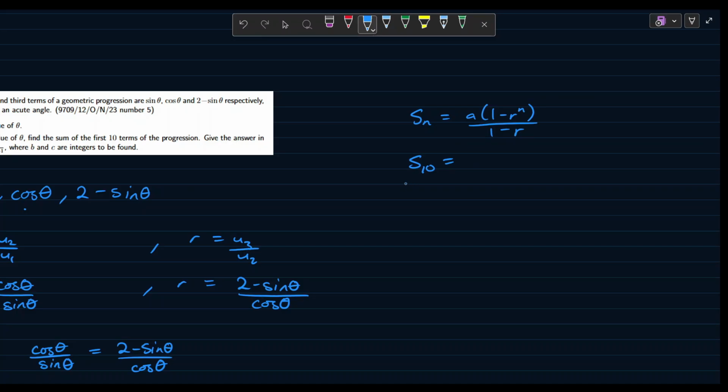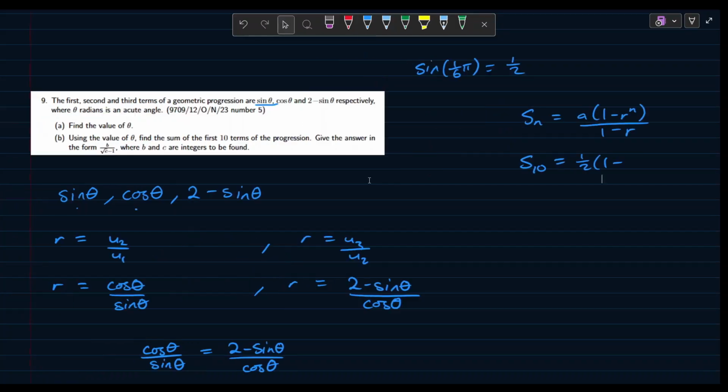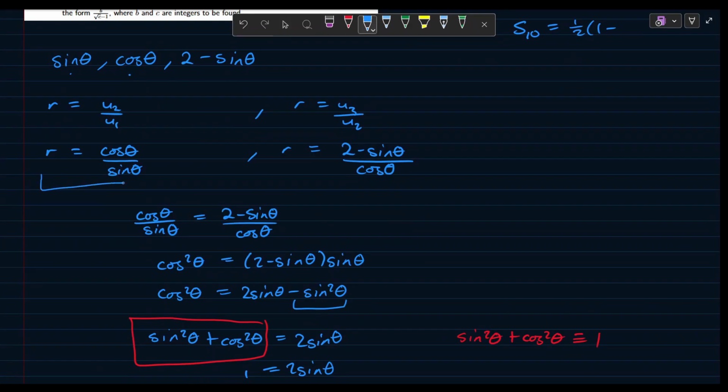So our first term, A, is sine theta. So that's going to be sine of 1 over 6 pi, because we evaluated theta to be 1 over 6 pi, and they say to use this value of theta. So sine 1 over 6 pi gives us 1 over 2. So this is 1 over 2 times (1 minus our common ratio). We can evaluate our common ratio using this expression here. We can also use this expression, it's just preference really. So R would be cos 1 over 6 pi over sine 1 over 6 pi.